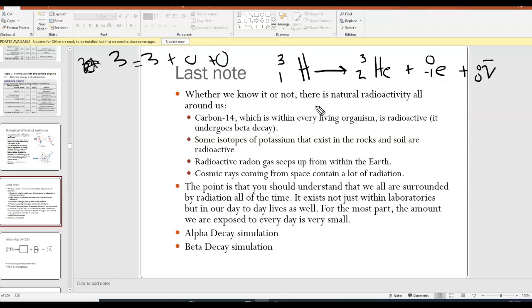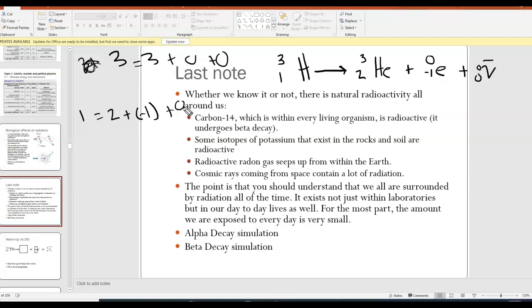Okay, now the same thing has to be true for the atomic numbers on the bottom. So if I have 1 on the left side of this equation, I know that 2 plus something has to equal 1, and so I can just figure out just by looking at that has to be a -1, and therefore it has to be beta minus decay.